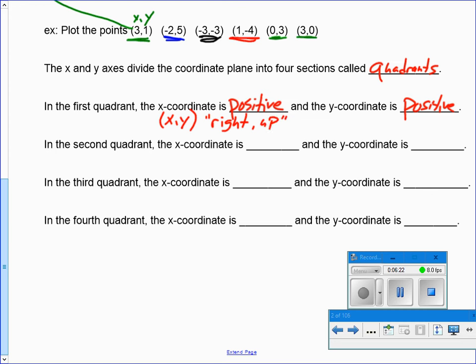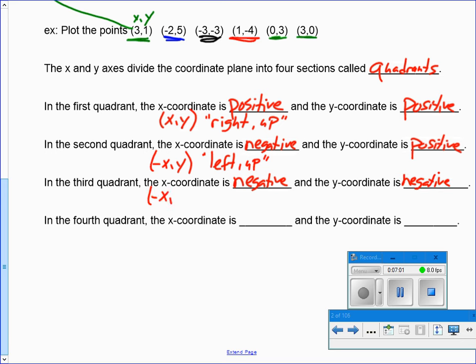Move over and look at the second quadrant. Now we're moving to the left, which means our x-coordinate is negative. We're still moving up, so our y-coordinate is still positive. So these are points that follow the form (-x, y). We're moving left and up. Third quadrant, now we're moving left and down, which means we're negative in both directions. Left is negative for the x direction, and down is negative for the y direction. So these points look like (-x, -y).